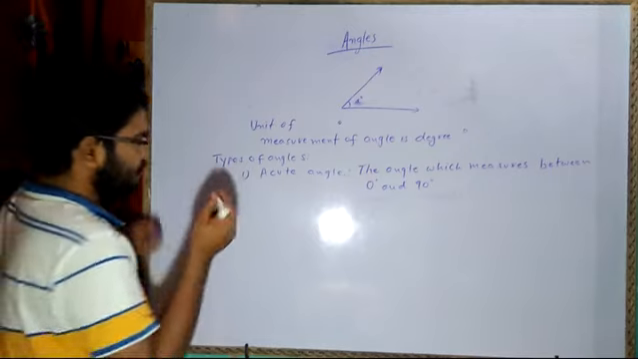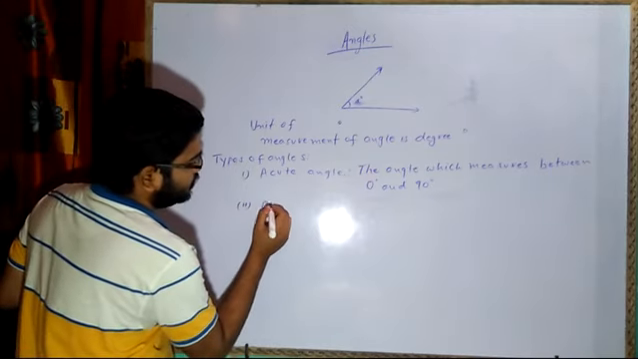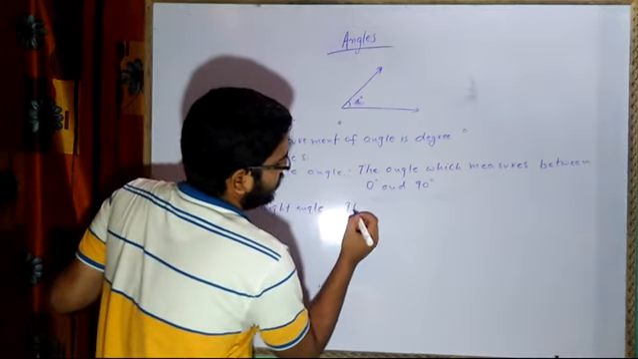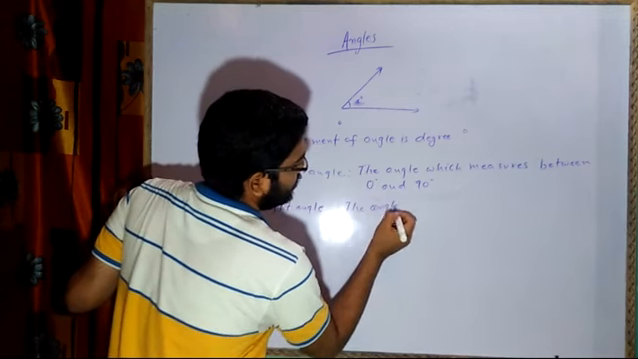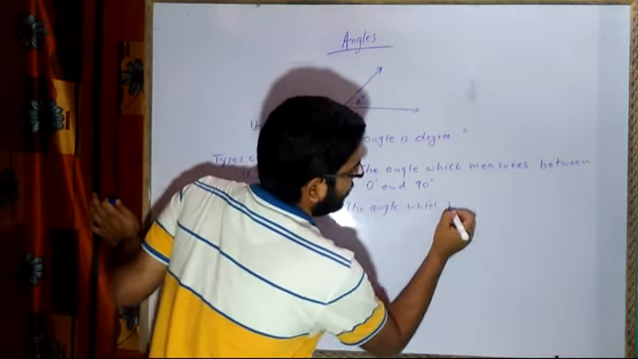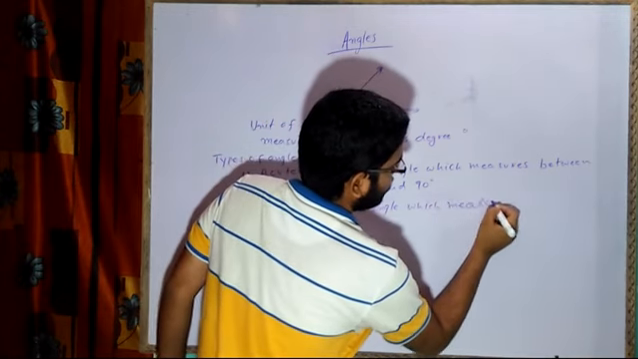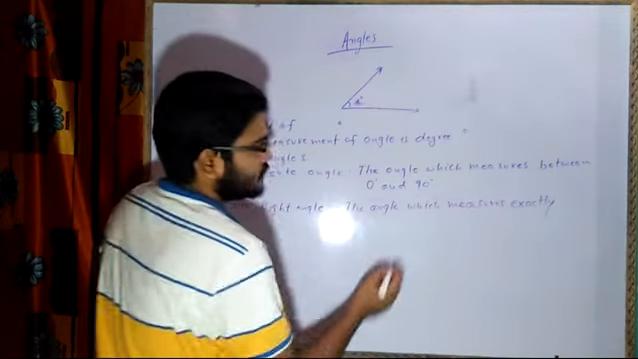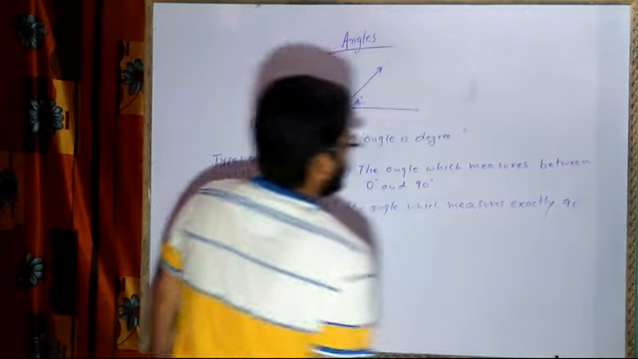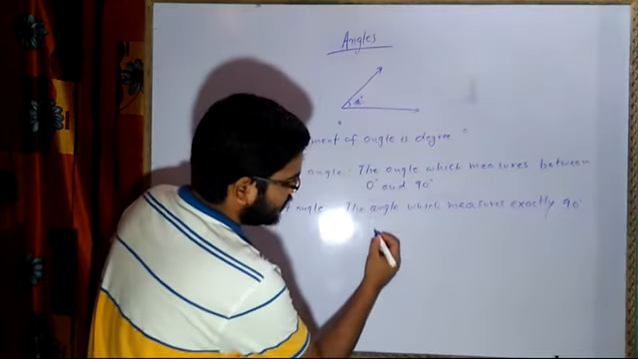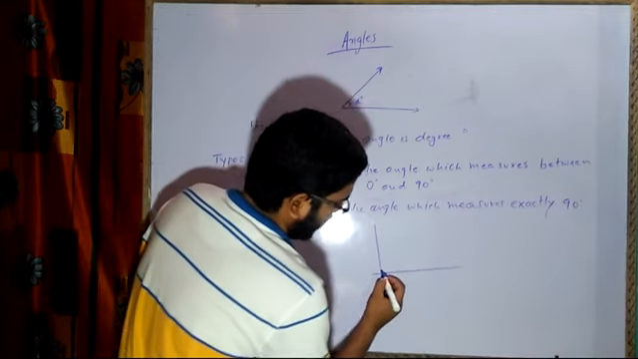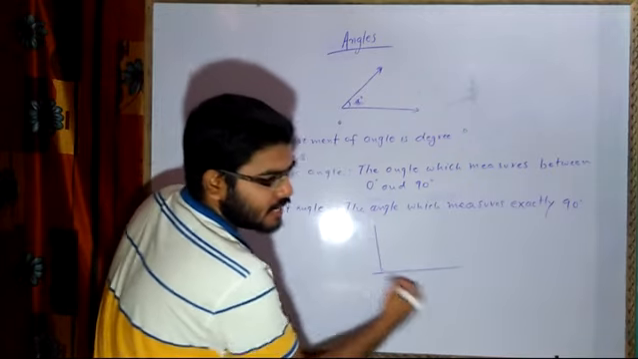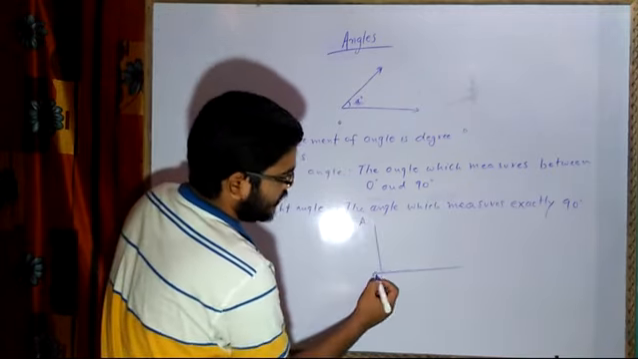Now second we have the right angle. Right angle means the angle which measures exactly 90 degree. Suppose an example of 90 degree will be a straight line with a perpendicular to it. That means this angle will be exactly 90 degree. So this will be called a right angle, and we can name this as ABC.